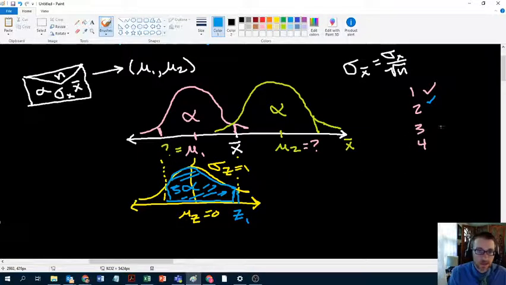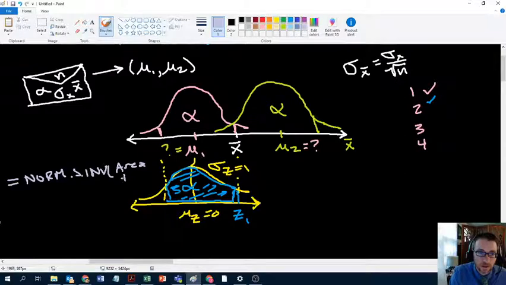Step 3 is use z to get p or p to get z. We do have an area. The area is alpha. We don't see it yet, but we could figure it out, right? All we would have to do is open the envelope. But in order to find z, we're using Excel in this class, so norm.s.inv, and then we need the area to the left. So we need more than just alpha. We also need this area here.